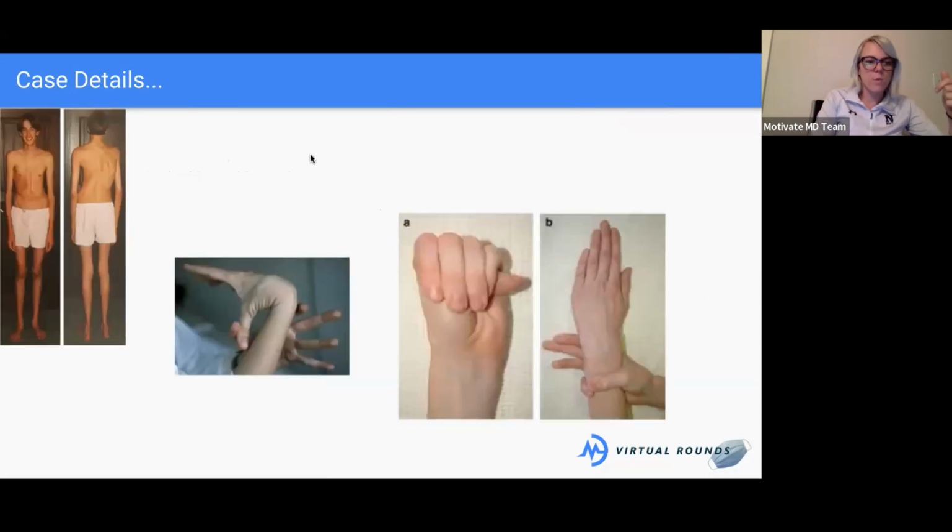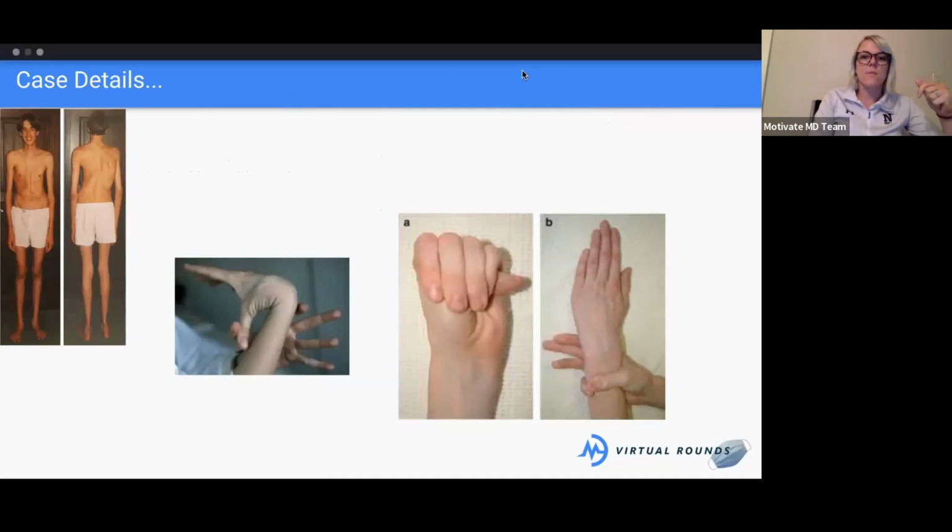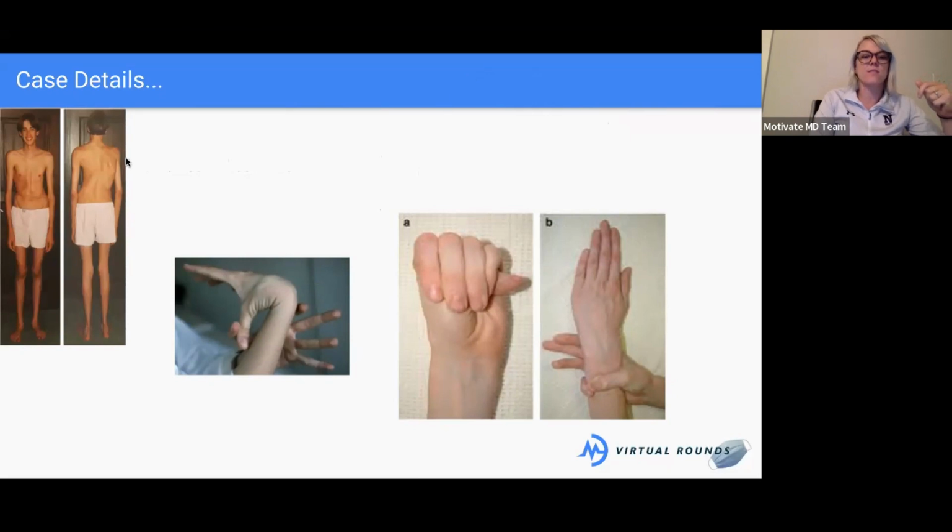So here's some more things. Here's our guy, and here's some more physical exam findings. You may know exactly what this is looking at this guy. He is scoliotic. He has a little bit of bony abnormalities. He's very skinny. He has hyperextensibility.